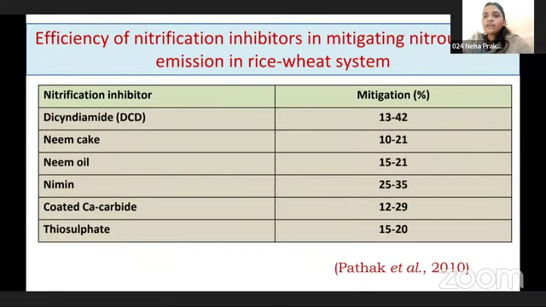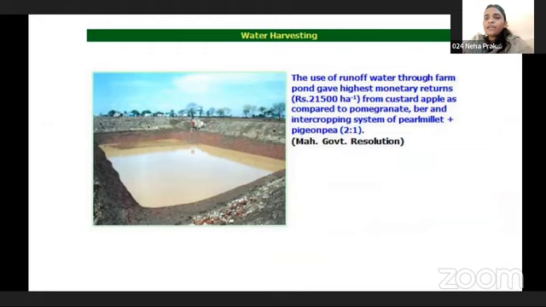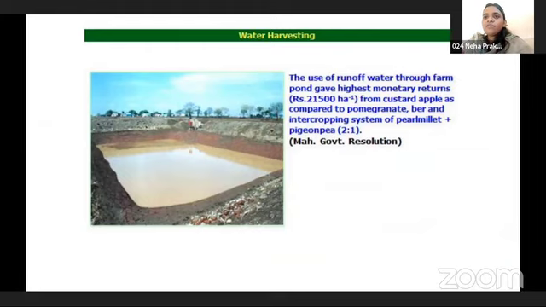These are the case study by the Pathak et al. Where use of the nitrification inhibitor is there. So that lead to the mitigation of the nitrous oxide. Then the another technology, that is a water harvesting.